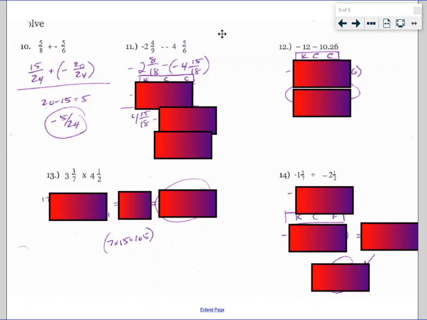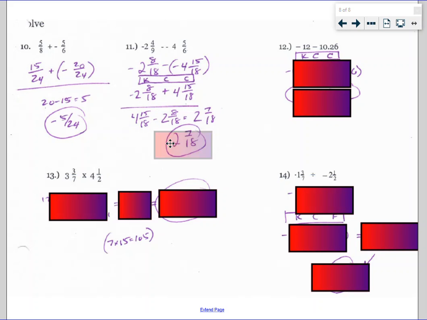I made them have similar denominators first. This is one way to do it. But I also know I'm subtracting a negative number here. So when I'm subtracting, I want to keep change. So I kept the first one, negative 2 and 8/18. Change this to addition and change this to positive 4 and 15/18. And I can do a few things once I get to that point, but I end up with 2 and 7/18.